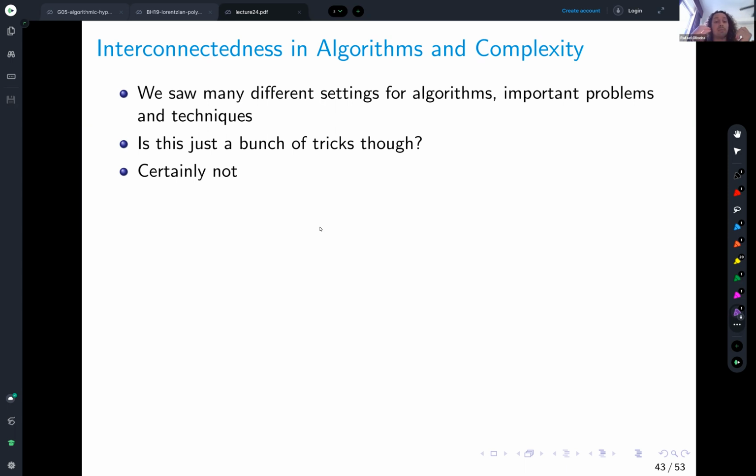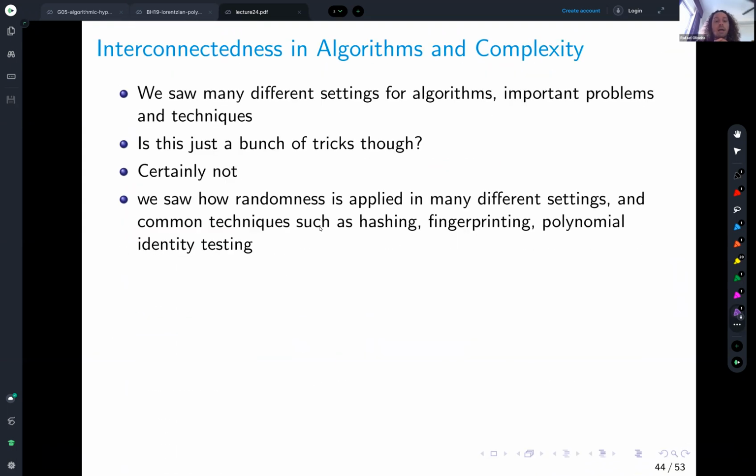So the question here is, well, we saw many different settings, like important problems and techniques. And you may be wondering, well, in this class, did I just learn a bunch of tricks to do with those things? And the answer is certainly not, right? And why is that? Well, we saw, for example, how randomness is applied in many different settings. And we saw that it's not just a bunch of tricks, but all of these techniques that we learned are very common and appear in many, many areas, right? So in a sense, we didn't just learn a bunch of tricks.